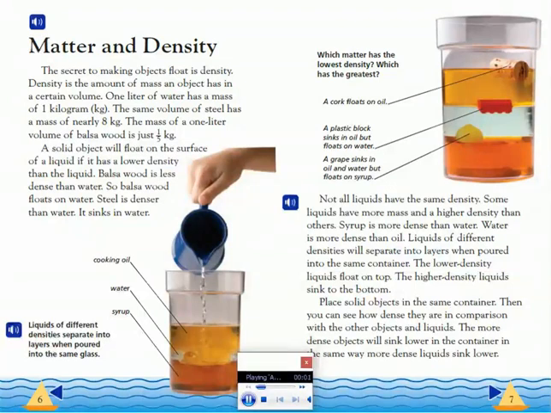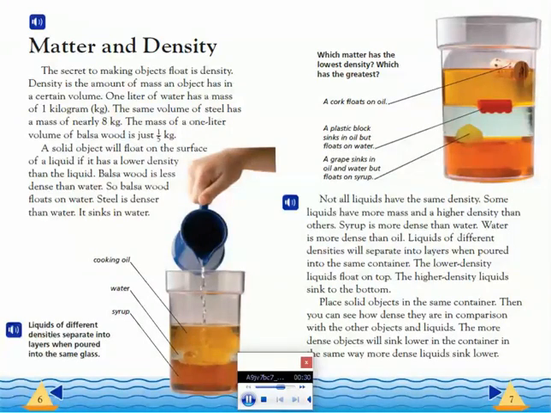Matter and density. The secret to making objects float is density. Density is the amount of mass an object has in a certain volume. 1 liter of water has a mass of 1 kilogram. The same volume of steel has a mass of nearly 8 kilograms. The mass of a 1 liter volume of balsa wood is just 1/5 of a kilogram.